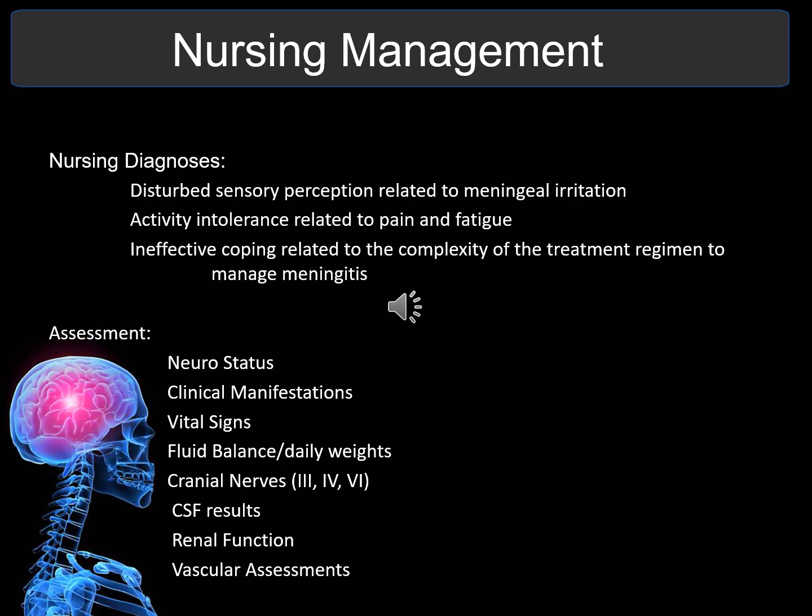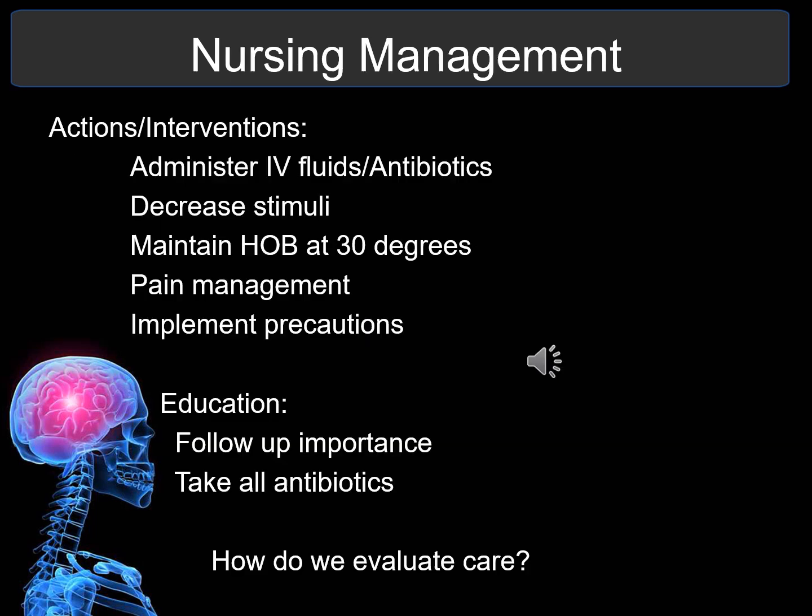And we're also going to do vascular assessments. In the patient that develops disseminated intravascular coagulation, there may be increased bleeding as well as decreased peripheral perfusion. We're going to start with some actions. Our nursing management, which includes the actions and interventions.